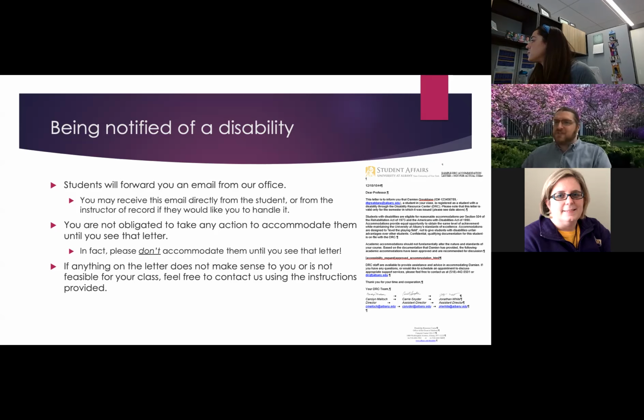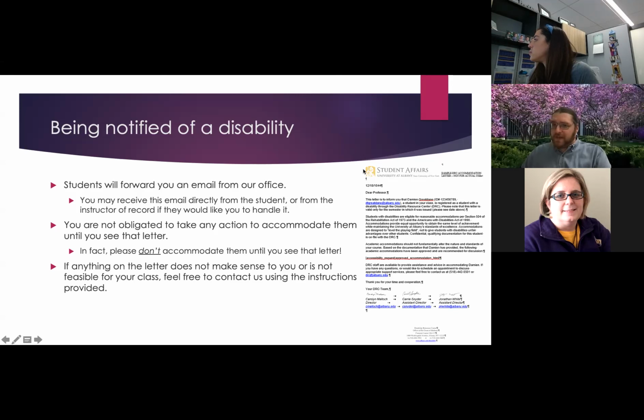In a few cases, we will reach out to you or to the instructor of record directly, but that communication is going to happen through email in writing. So like I said, you either wait until you see this letter from us, and on the right of your screen, you'll see a sample of the accommodation letter.